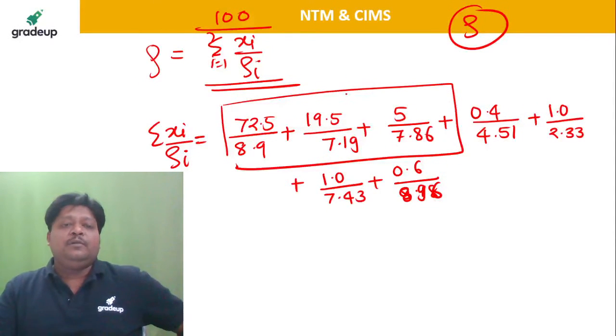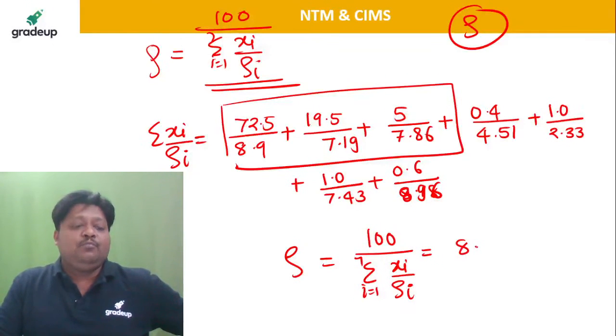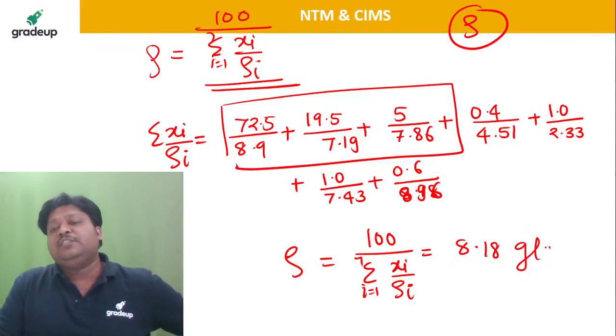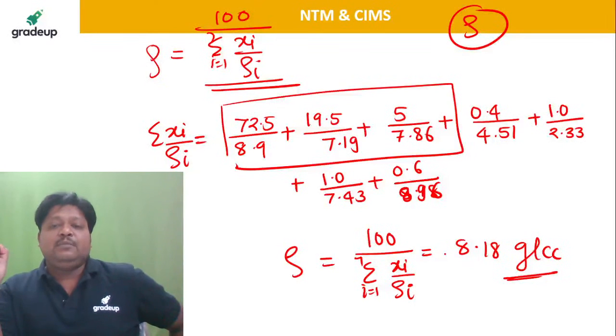So I hope when you put the values, all the things you calculate, and you write here 100 divided by summation i ranging from 1 to 7 xi divided by rho i, you will get the density as 8.18 grams per cc. So for this particular alloy, you will get density as 8.18 grams per cc. Please check it out.